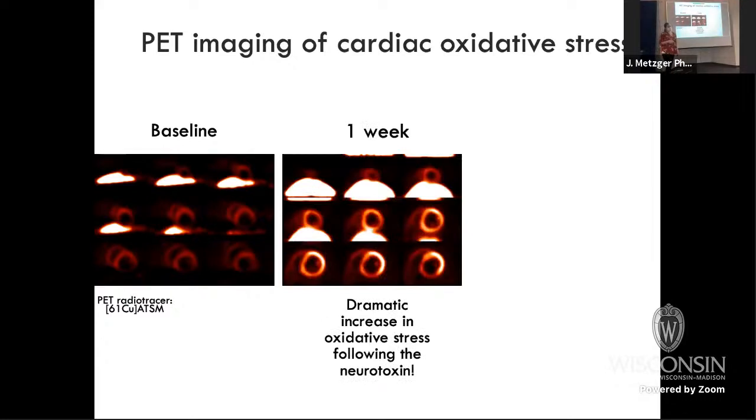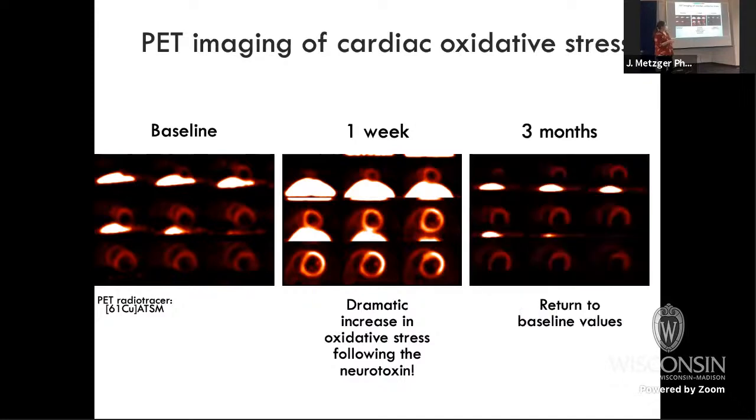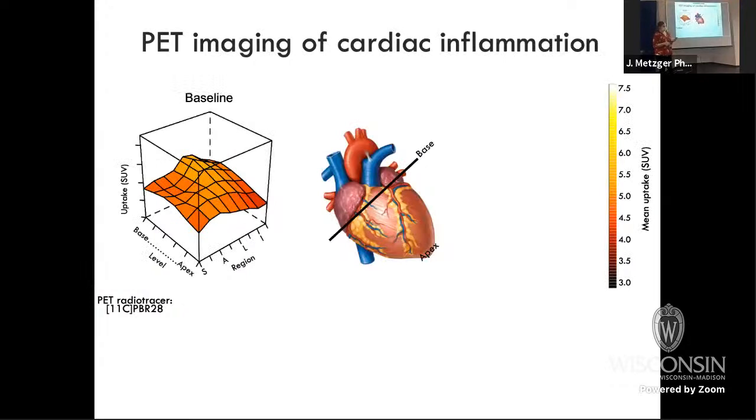1 week after we gave the 6-hydroxydopamine to these monkeys, this same monkey, you can see this dramatic increase in oxidative stress in the heart. And then by 3 months, it had essentially returned to baseline values. So our PET scans are able to show us in vivo, in a living animal, a time course of the effects of oxidative stress in the left ventricle in these monkeys in this model of Parkinson's disease sympathetic denervation in the heart. So luckily, we were able to get a lot more detail for our marker of inflammation.